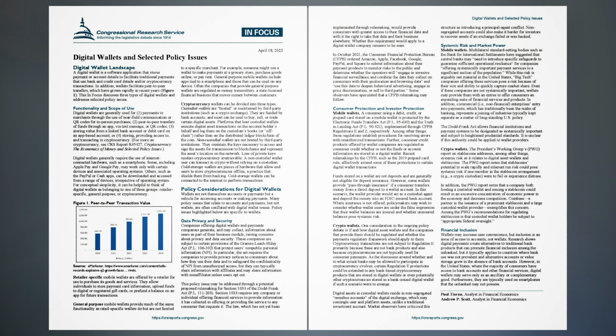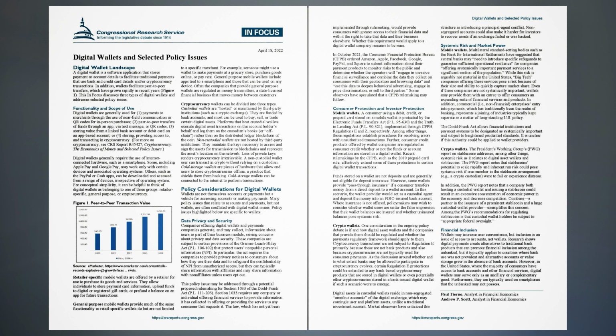Retailer-specific mobile wallets are offered by a retailer for use to purchase its goods and services. They allow individuals to store payment card information, upload funds to digital or registered gift cards, or prefund a balance on an app for future transactions. General-purpose mobile wallets provide much of the same functionality as retailer-specific wallets do but are not limited to a specific merchant. For example, someone might use a wallet to make payments at a grocery store, purchase goods online, or pay rent. General-purpose mobile wallets include apps tied to a smartphone and those that can be used on any device.